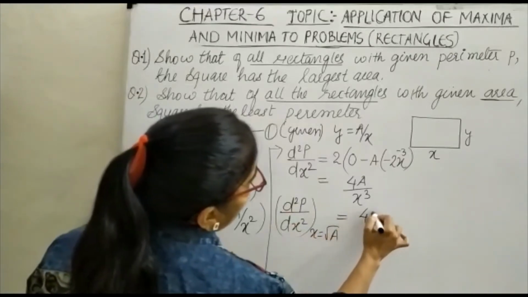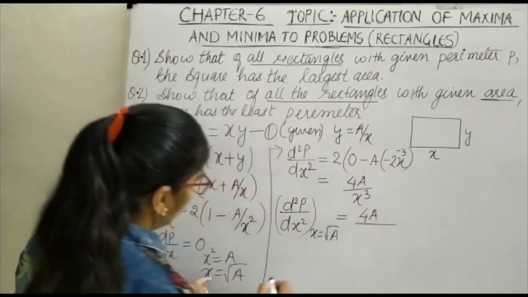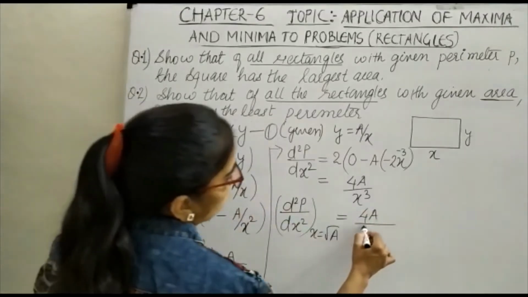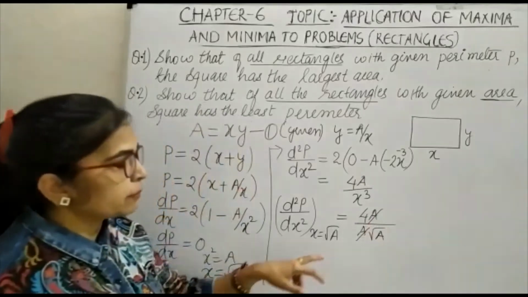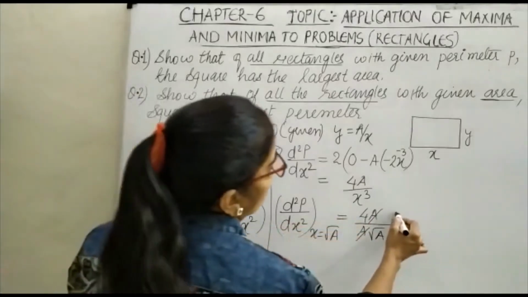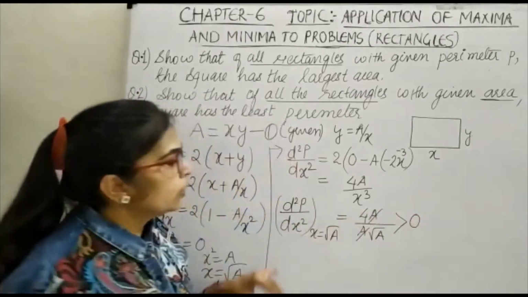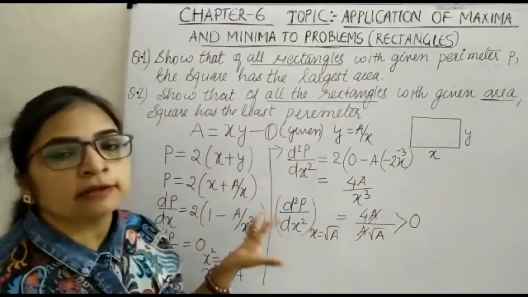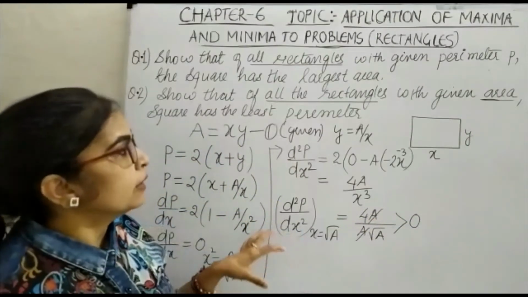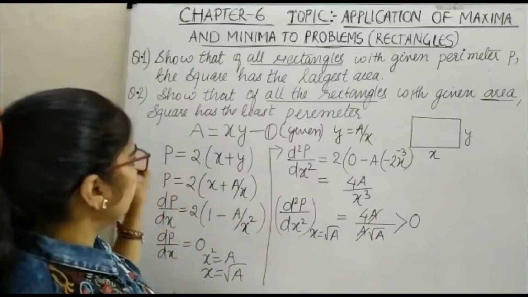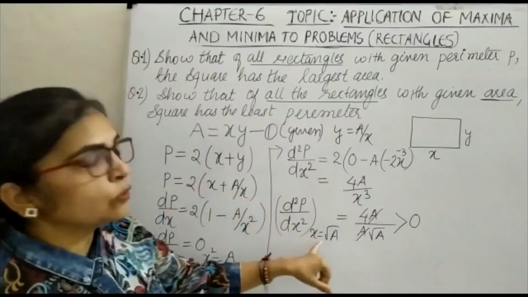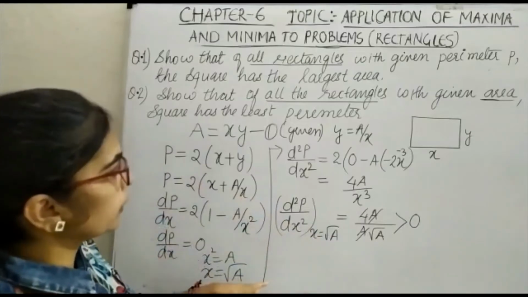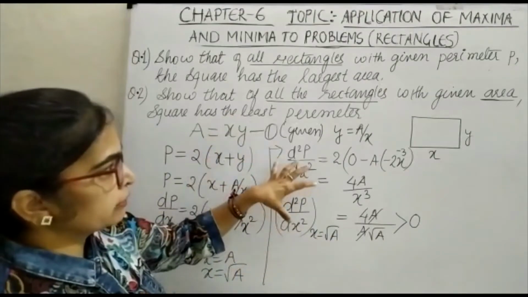Now we will find the value of second derivative at x is equal to root a. So this will become 4a. Again value of x square is a. So a under root a. You can see that this is coming out to be 4 root a and this is greater than 0. Second derivative आपका greater than 0 है. इसका मतलब this particular perimeter is minimum at x is equal to root a. So we have shown that this is minimum.